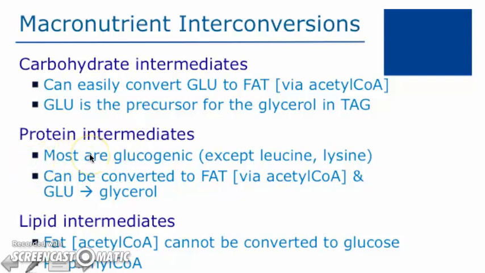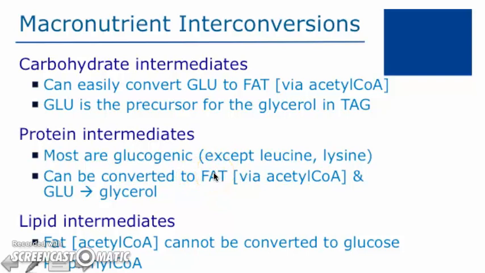So we saw previously that when deaminated to each corresponding alpha keto acid, most amino acids are glucogenic. So all amino acids except for leucine and lysine can be converted to substrates that can undergo gluconeogenesis and therefore be converted to glucose. Additionally, amino acids, when deaminated, can also be converted to fat.